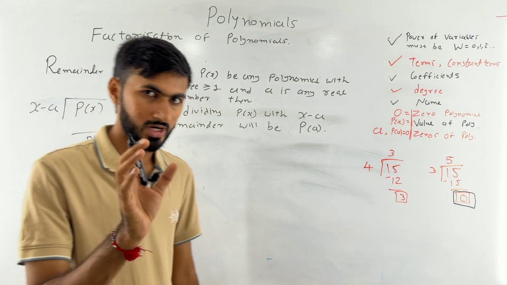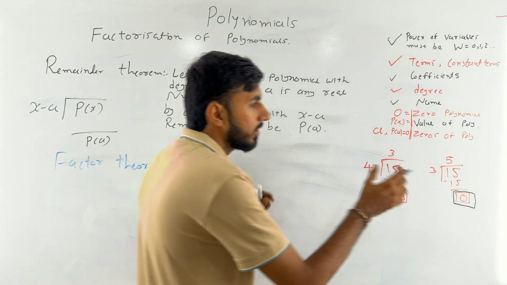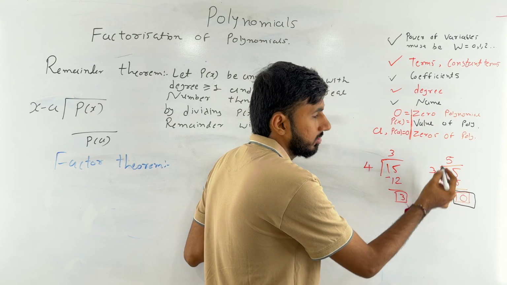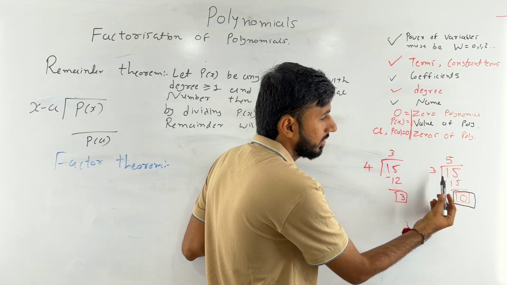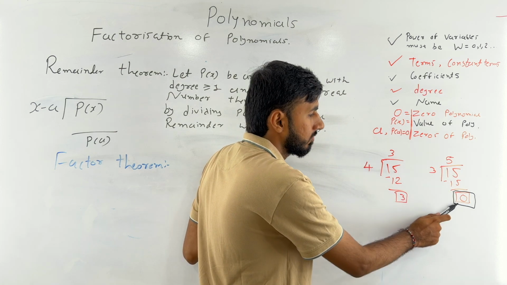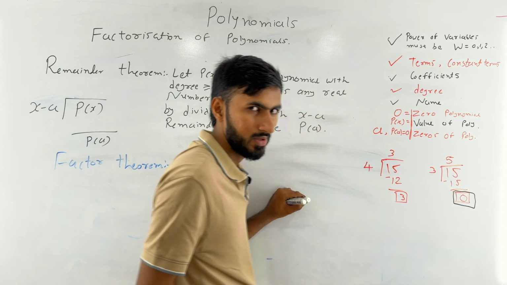Now what the factor theorem is trying to say is, when you get remainder as 0, that means this is your dividend, this is your divisor, this is your quotient and remainder, right? That means 3 is a factor of 15. When you get remainder equal to 0, that means 3 is a factor of 15.